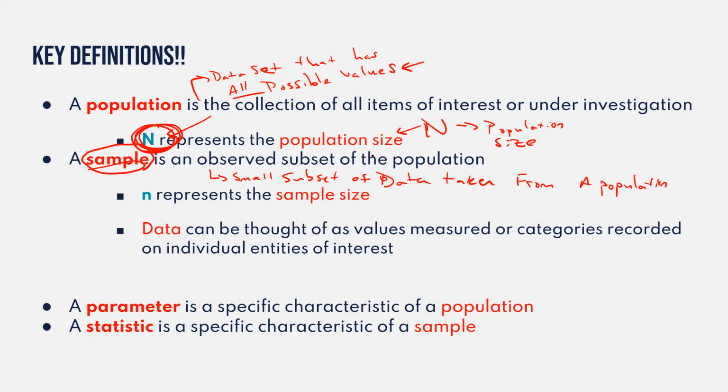And the subtle difference here you see here is we let lowercase n represent the sample size. So lowercase n, sample size. I know it seems like I'm beating a dead horse here, but capital N is the population size, lowercase n is the sample size, right? And data can be thought of as values measured or categories recorded on individual entities of interest in our data set.